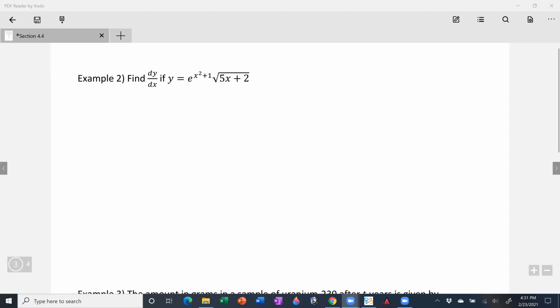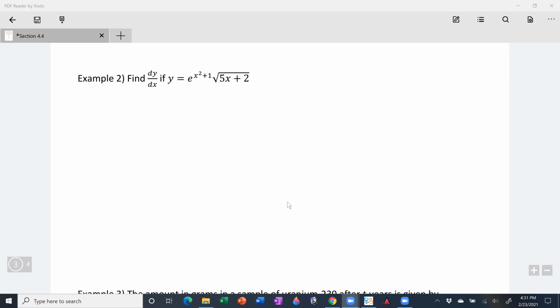All right, let's continue finding derivatives of exponential functions. Okay, we left off with example 2. Let's find dy/dx if y equals that mess. Oh my gosh, imagine trying to do that with the limit definition, right?